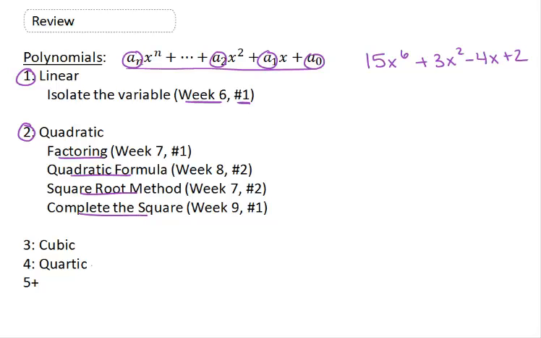What we have yet to solve is higher degree polynomials. So how do we solve it when it's degree 3, 4, 5, so on and so forth? And so that's what we're going to focus on right now.